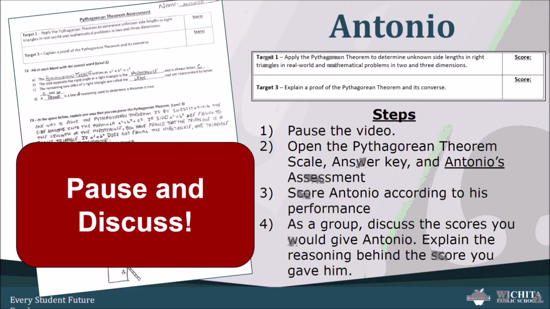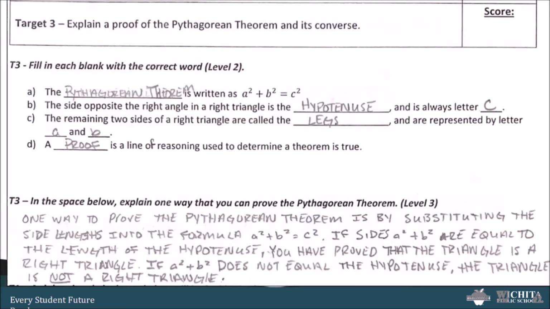Now let's look at Antonio's work together and see if your score matches up with the score that I would give him. As the quiz states, the first section is level 2 vocabulary material. That's simple recall and foundational level thinking. Antonio did answer all of the vocabulary correctly, which is fantastic, and tells us that he is at least at the level 2 at this point.